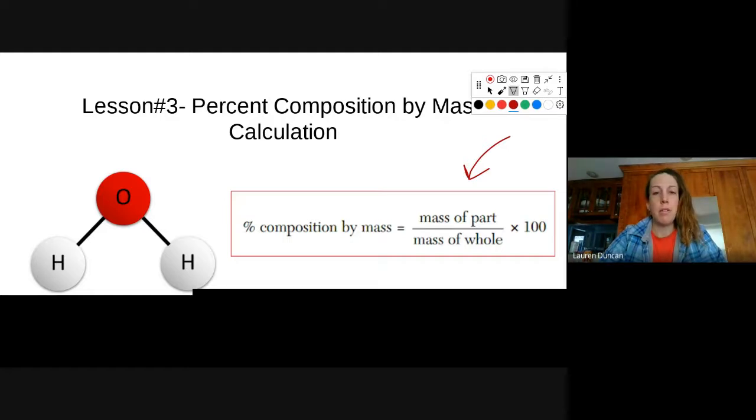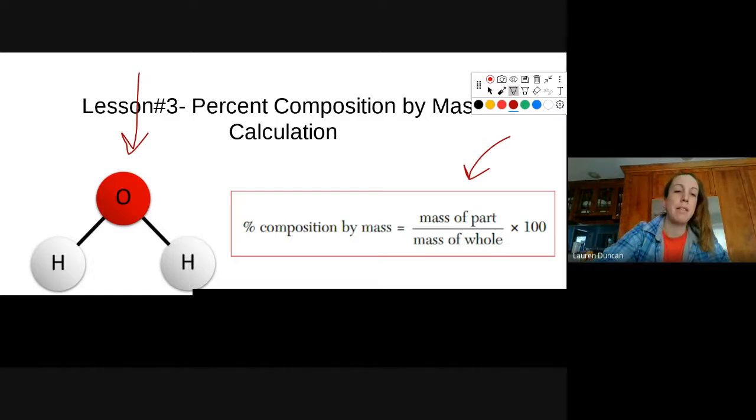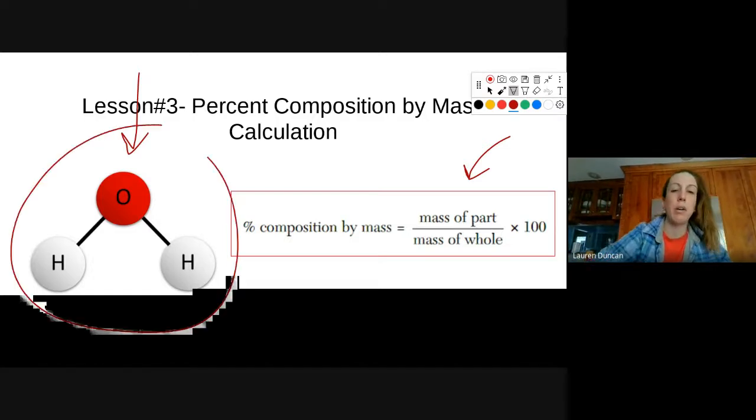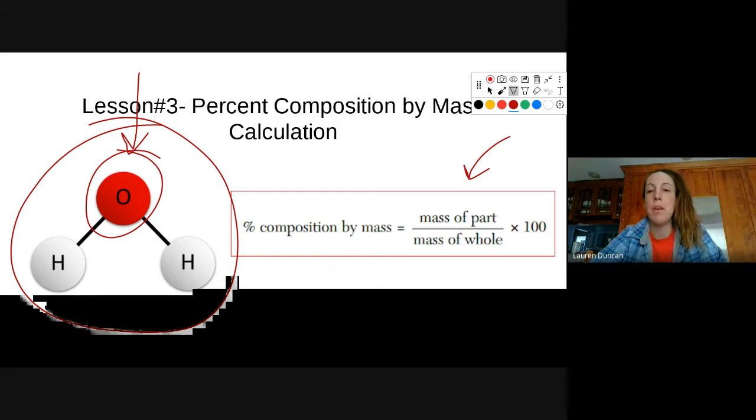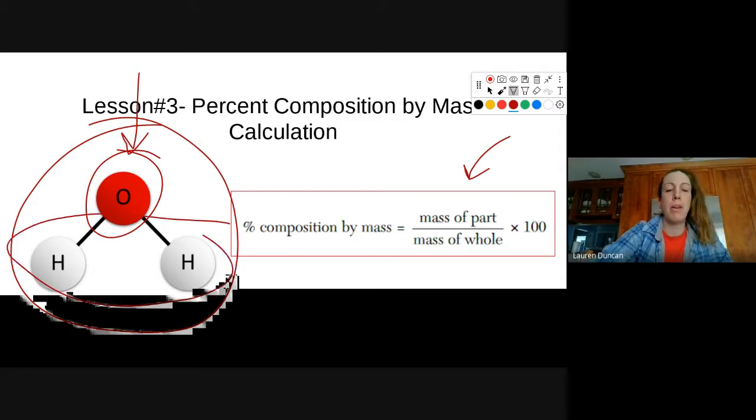So let's start with what I think is a little bit simpler. Let's pretend we had one water molecule. Here it is right here. What this calculation might tell us is, out of the mass of the entire water molecule, what percentage of that mass comes from the oxygen atom? Or out of that entire water molecule, what percentage of the mass of that molecule comes from the hydrogen atoms?